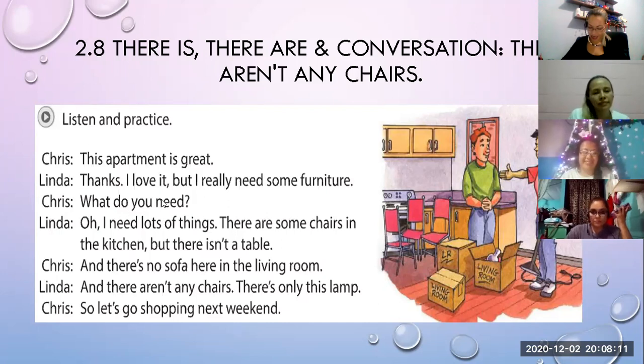Okay. This apartment is great. Thanks, I love it. But I really need some furniture. What do you need? Oh, I need lots of things. There are some chairs in the kitchen, but there isn't a table. And there's no sofa here in the living room? And there aren't any chairs. There's only this lamp. So let's go shopping next weekend.